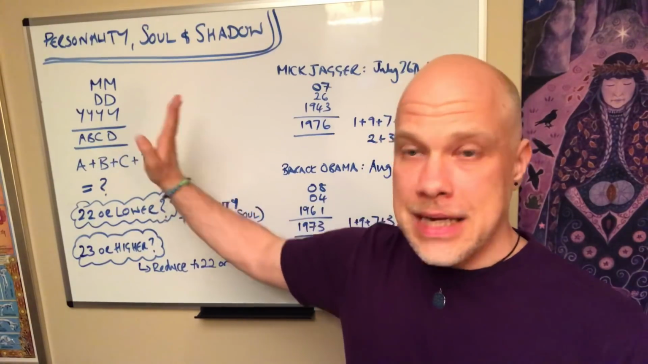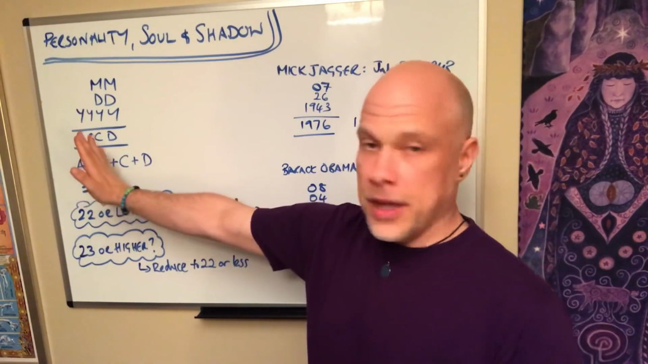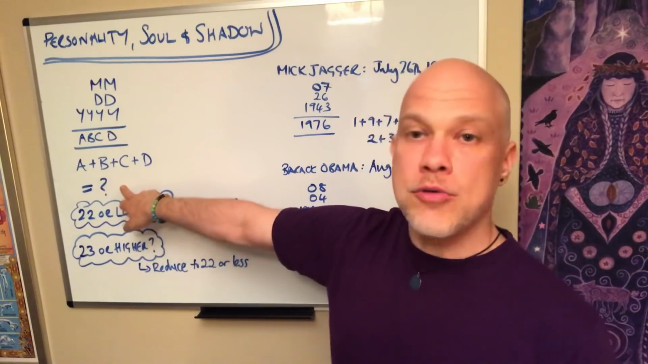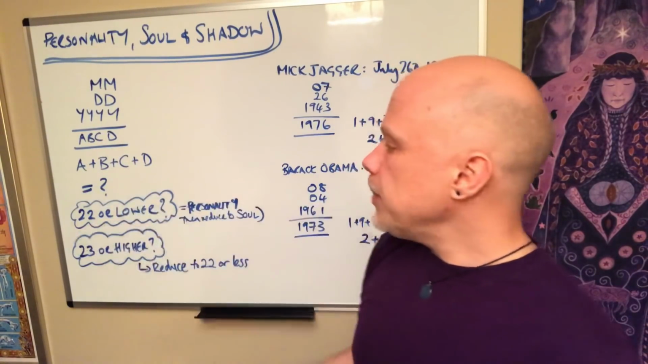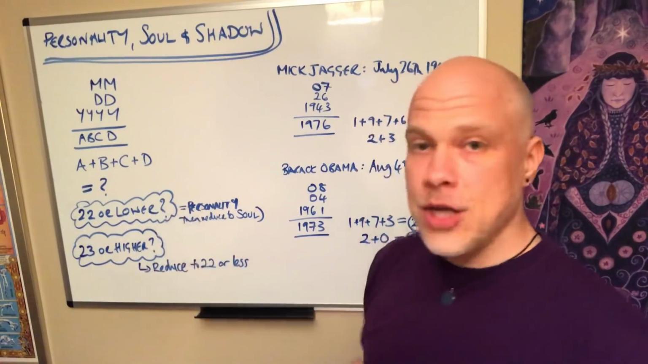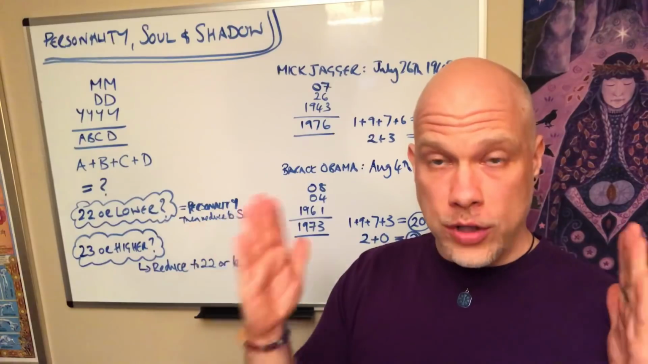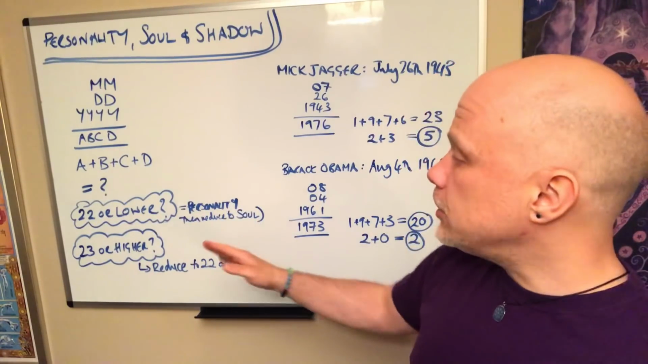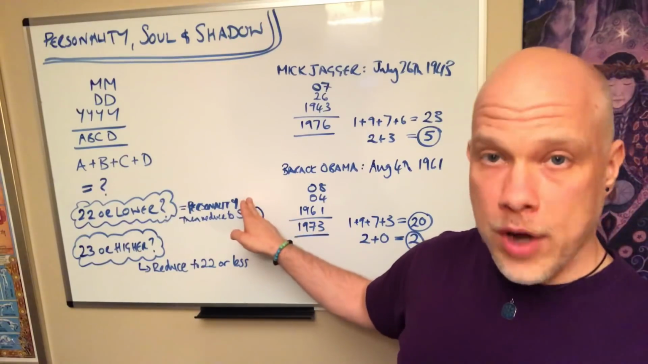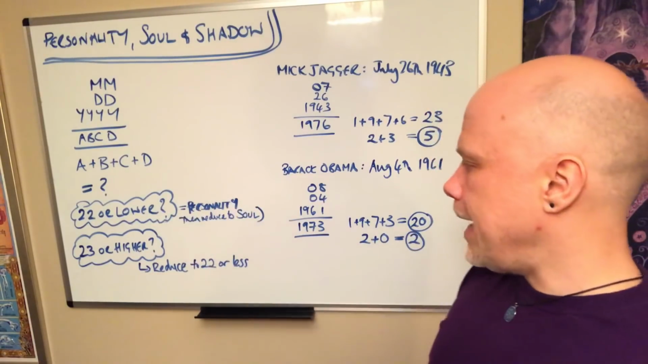Let's call it A, B, C, D. Then you add Pythagorean reduction, A plus B plus C plus D. That will give you a number. That number will either be 22 or lower, in which case you are into the 22 cards of the major arcana. And that means that that number you reach, if it's 22 or lower, that first number is what we call the personality card, and we'll come on to that in a second.